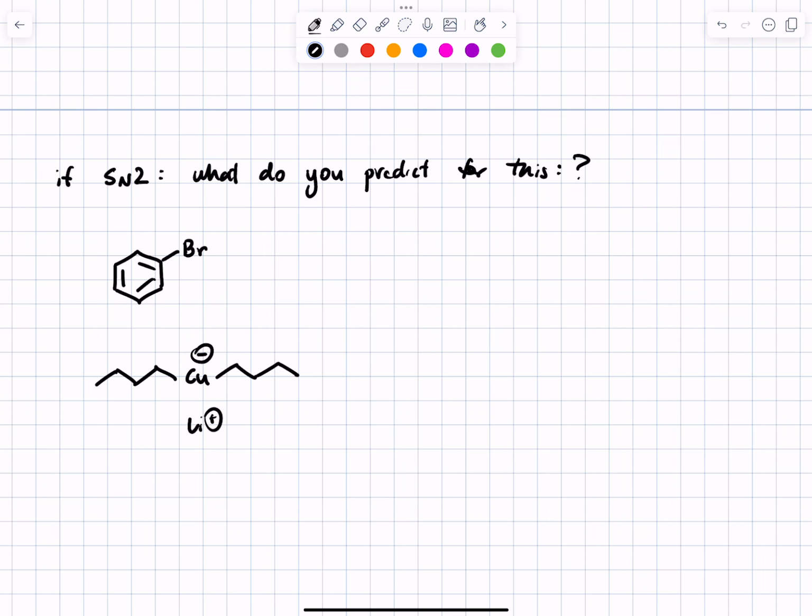Now, if the mechanism is SN2, what do you predict for that? Is it going to work? Shouldn't. Why? Well, you memorized that we don't do SN2 at aryl or sp2 hybridized carbons. One reason for that is SN2 proceeds with backside attack. You got to get to that anti-bonding orbital that's 180 degrees away from the bond. That orbital is sticking right in the middle of the benzene ring. There's no way you're getting to it. Sterics prevent that. You can't get to the right place. So if the reaction was SN2, you predict no reaction.